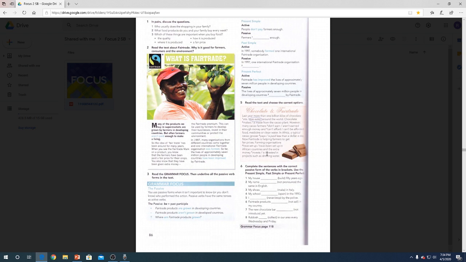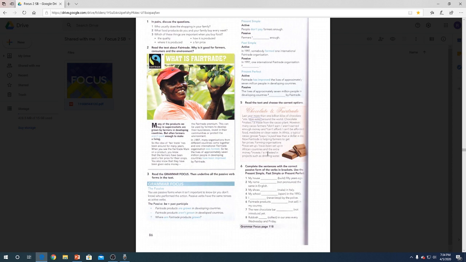So read the text and choose the correct options. Chocolate and fair trade. You have two verbs given, two verb forms. You have to choose the correct one after you read the text and look at the verb forms carefully in order to choose either the active or the passive.